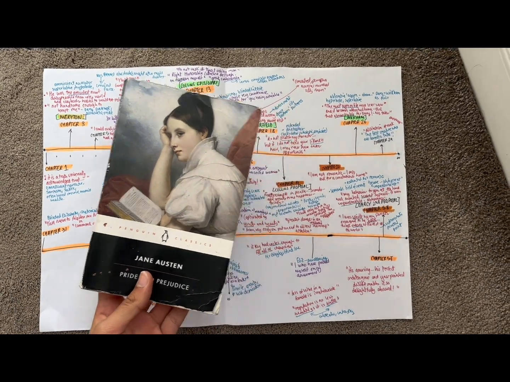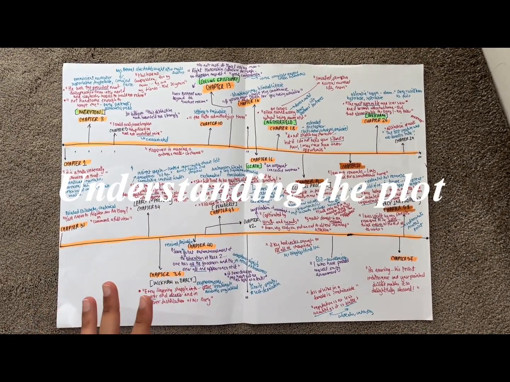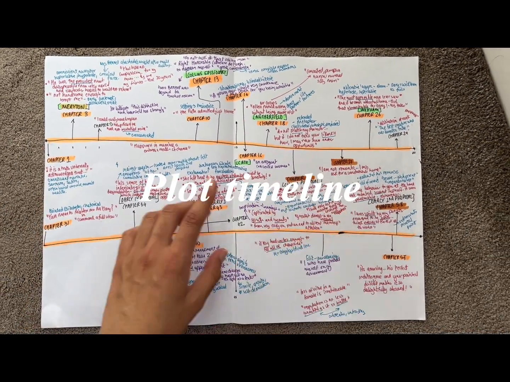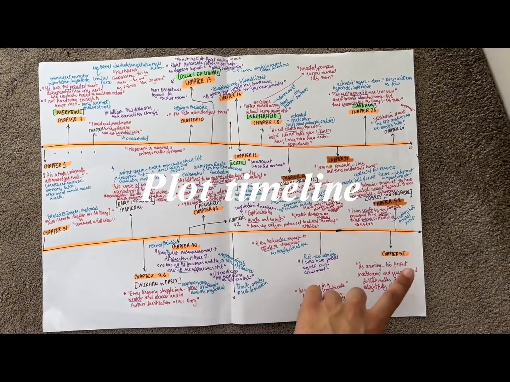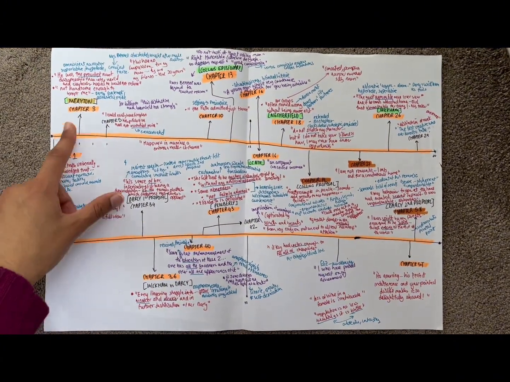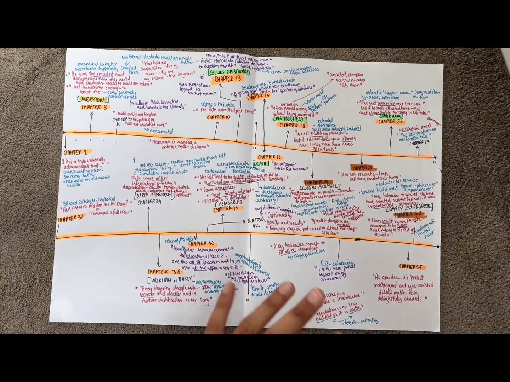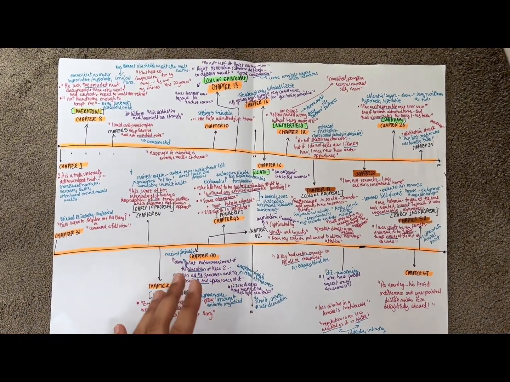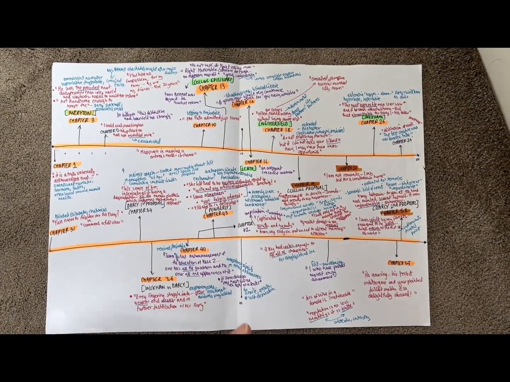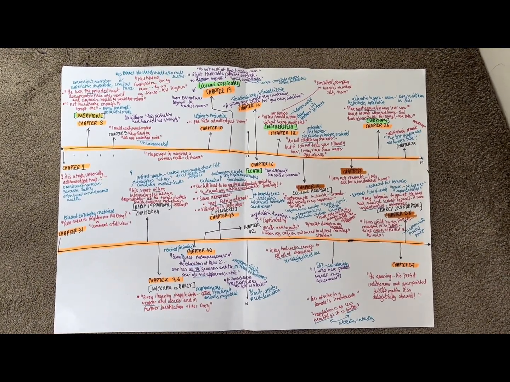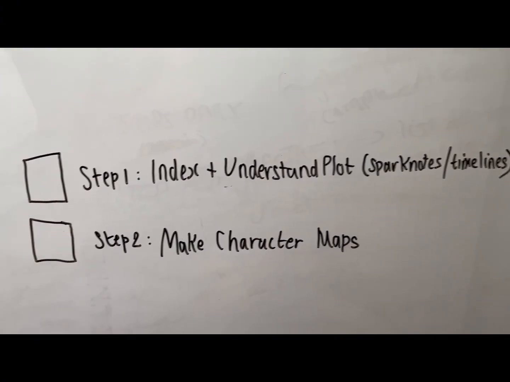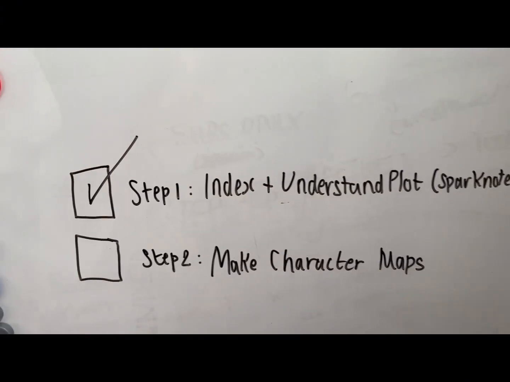So I studied Pride and Prejudice, and this is an example of step 1 here. What I did was I made a massive timeline of all of the events from chapter 1 all the way to chapter 57. Now, because there were so many chapters, I just wrote the key chapters in orange and I summarized them using the SparkNotes task that I did. And this is all I did to summarize and understand the plot. So this is something you can do. So step 1 of indexing and understanding the plot using SparkNotes and plot timelines is done.